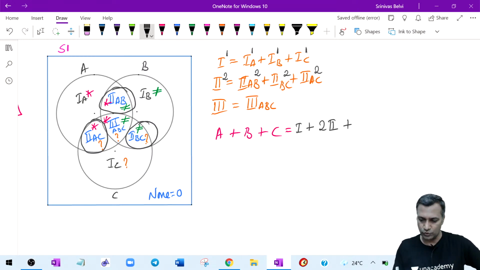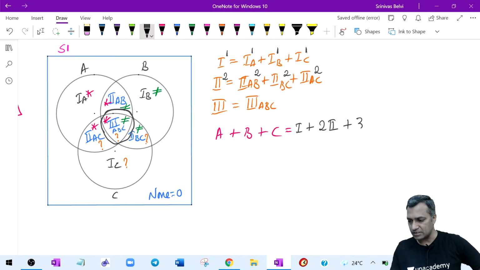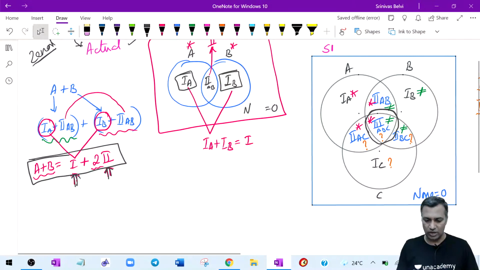All right, so region of 2 is done. What about region of 3? Take a look at region of 3. You could see all 3 symbols. There is a star, there is a hash, and there is a question mark, which means region of 3 has been accounted 3 times. If you just quickly go back, what did we learn here?